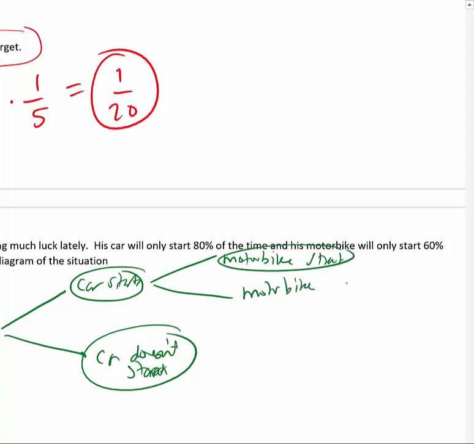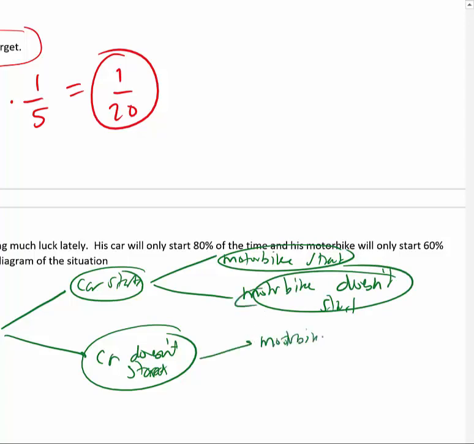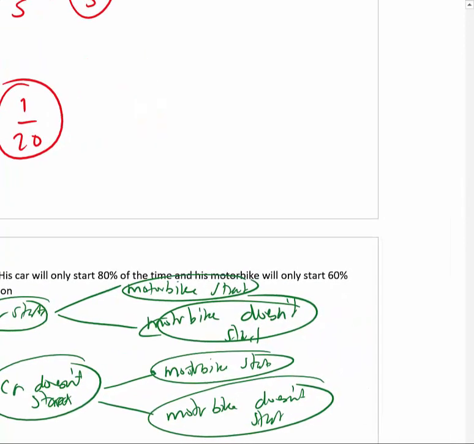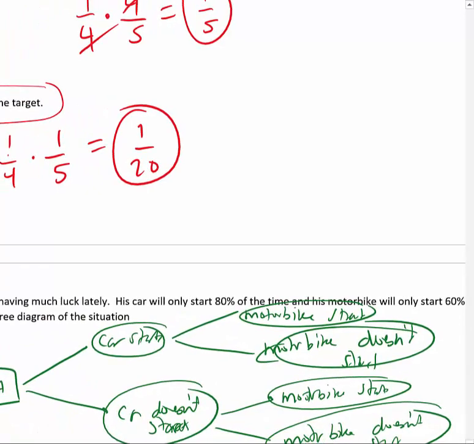Motorbike doesn't start. And in the parallel universe where his car didn't start, his motorbike could start, like, starts. Or it could not start. Doesn't start. Alright, so that's a lot of options. And you might as well throw the probabilities in there.